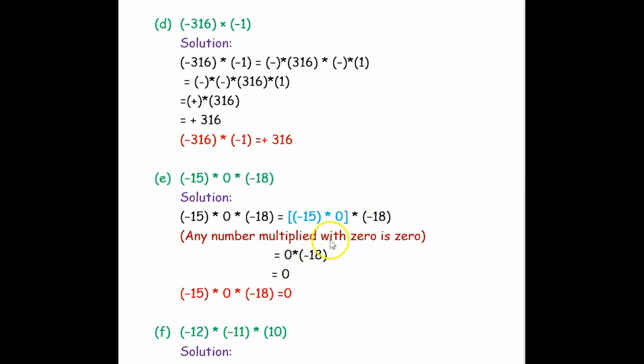So, whether we multiply at the back or at the front, anyway, if we multiply 0 with any number, our answer should be 0. So, here we have associated 0 in the first part.